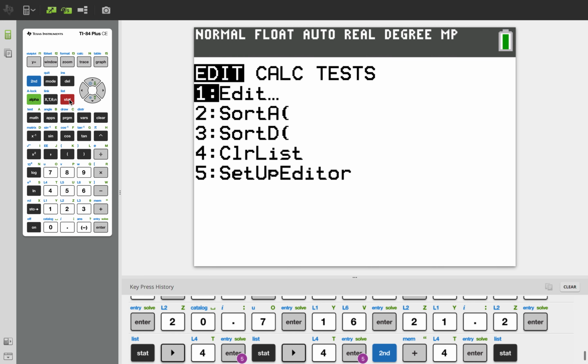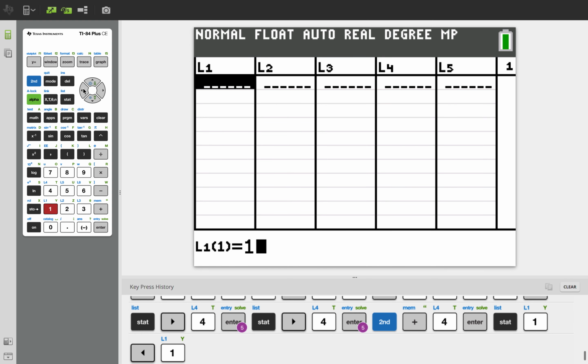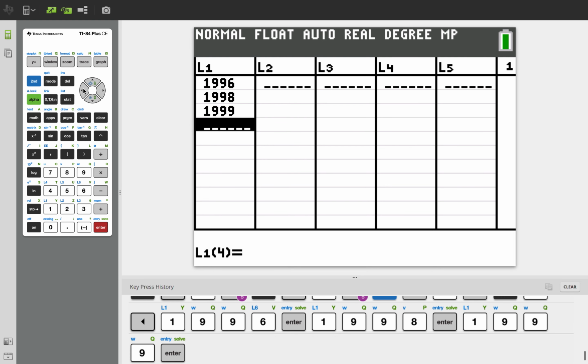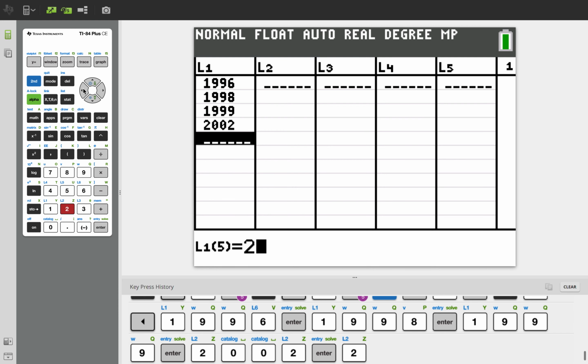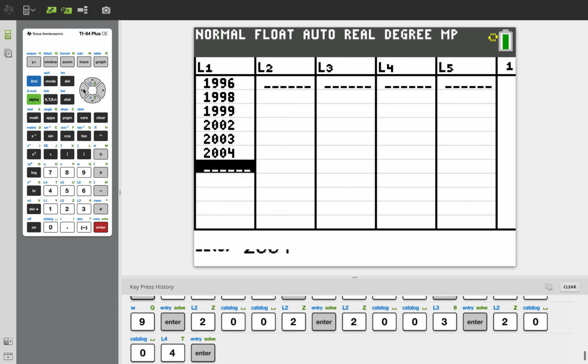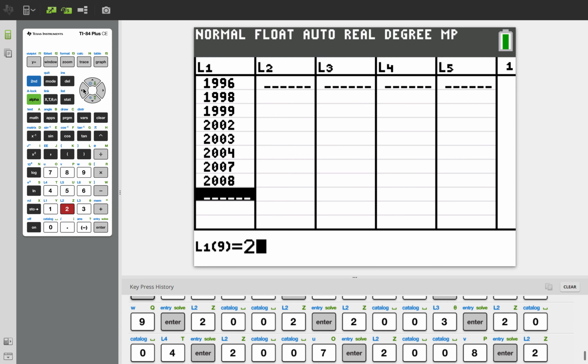Next, you're going to go to Stat and number 1, Stat 1. This is where you enter your values. So we're going to enter 1996, 1998, all the years into your L1. So those are your X coordinates. 1999, 2002, 2003, 2004, 2007, 2008, and 2009.